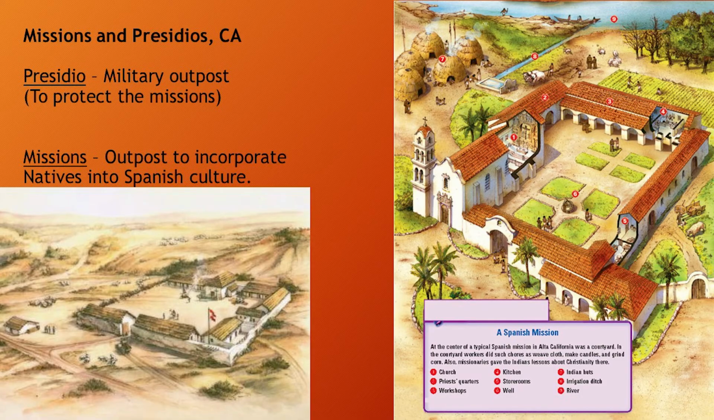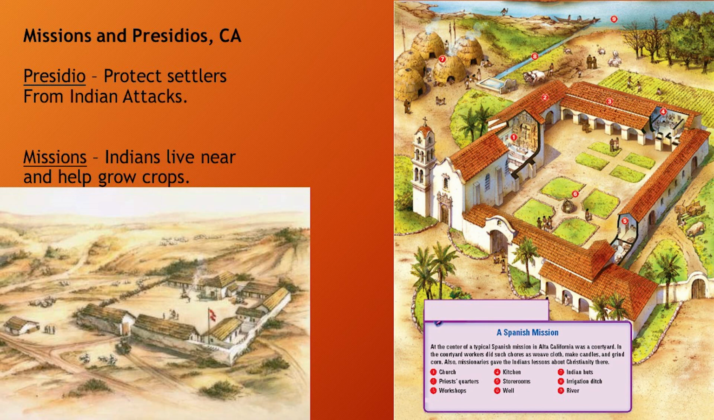Okay, they're going to have something called missions. I want you to know what a mission is. The Presidio is to protect the mission, but the mission is to convert Native Americans to the Spanish way of life. Teach them how to farm, teach them Catholicism, okay? That's what the purpose of the mission is.